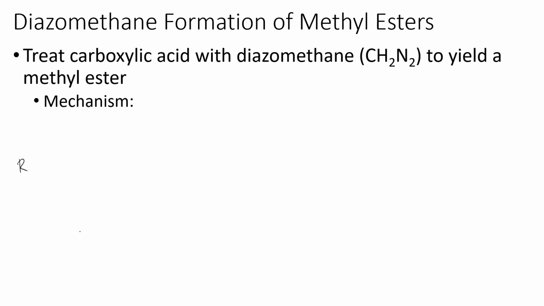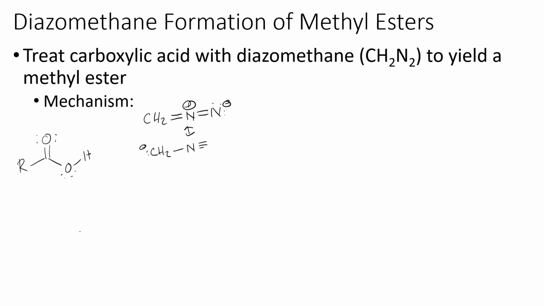So for this, we start off with our carboxylic acid, and with our diazomethane, we actually have a couple of different ways that we can look at this structure in terms of resonance structures. One of them is going to have the double bond on either side of the nitrogen, and it puts the extra lone pair of electrons and the negative formal charge on the nitrogen.